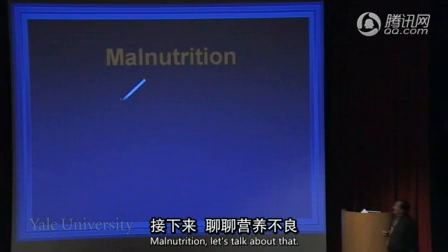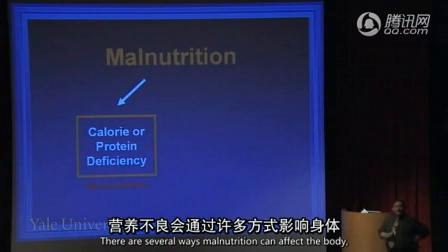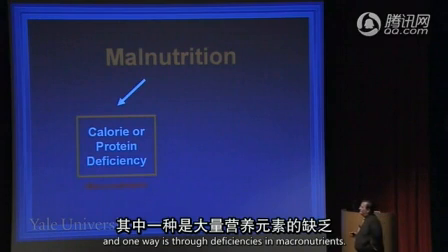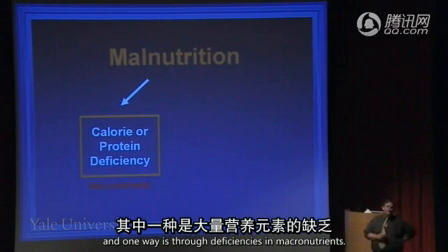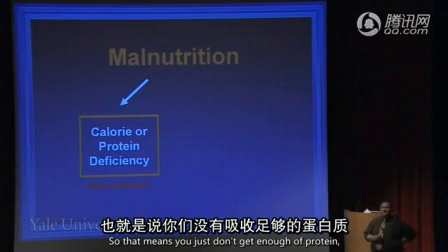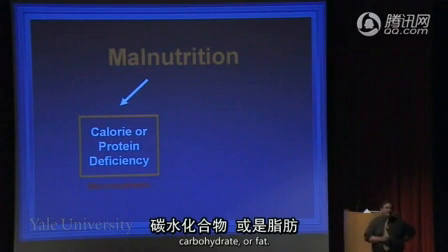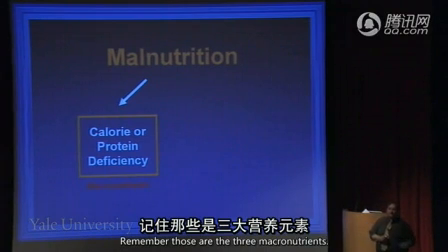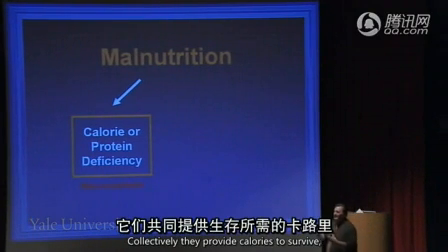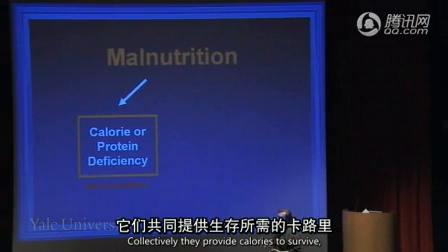Malnutrition, let's talk about that. There are several ways malnutrition can affect the body. One way is through deficiencies in macronutrients. That means you just don't get enough protein, carbohydrate, or fat. Remember, those are the three macronutrients, and collectively they provide calories to survive.